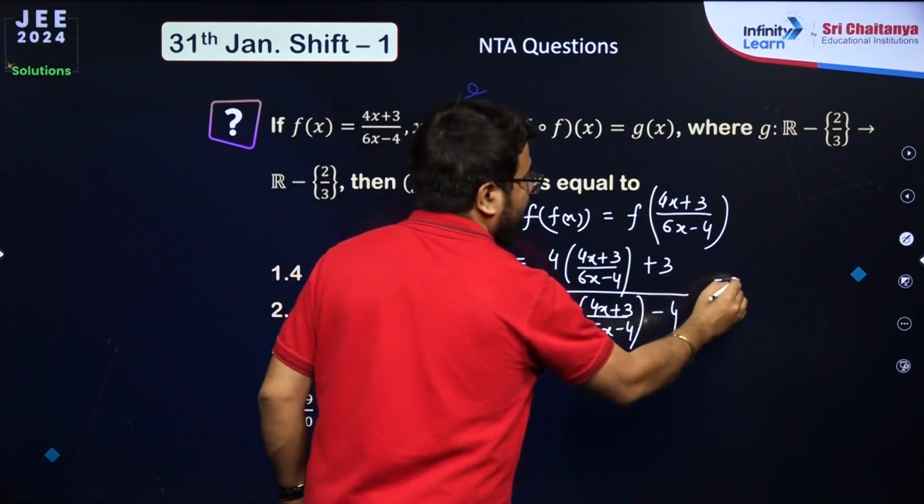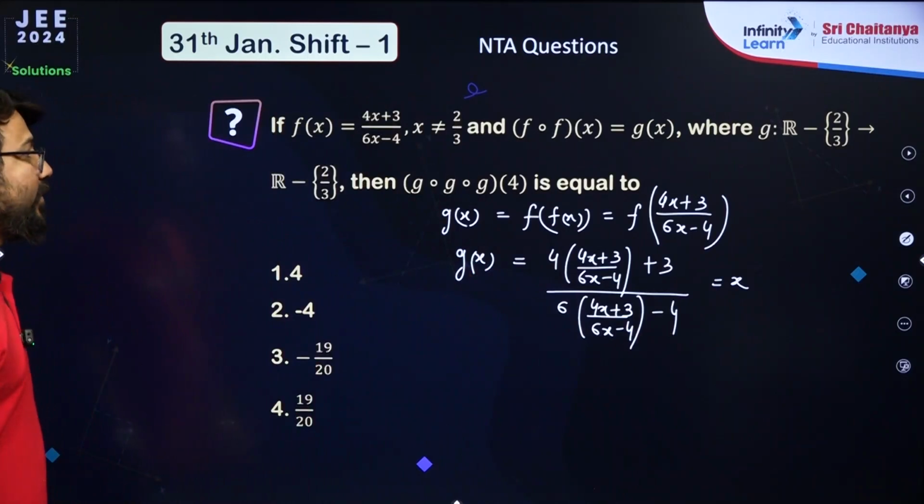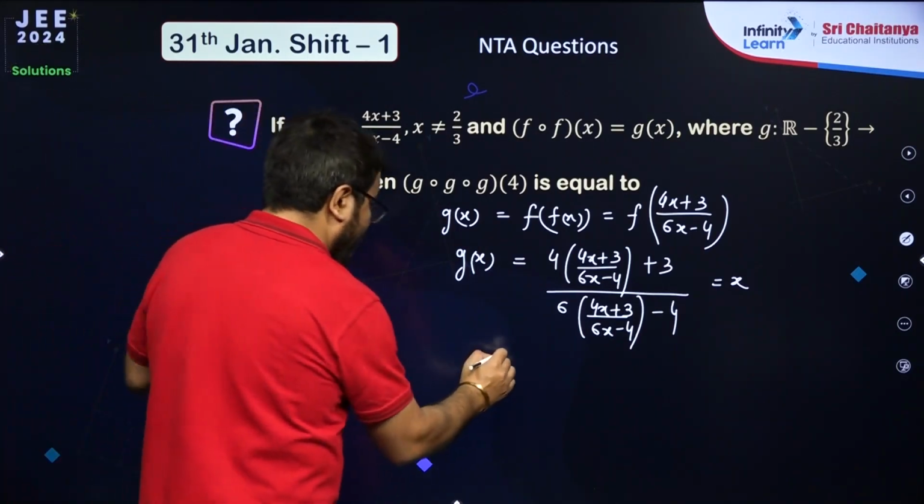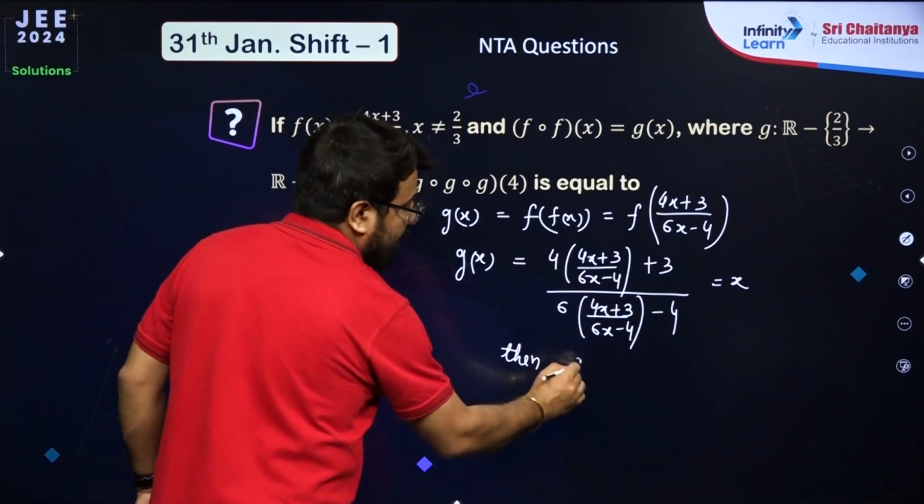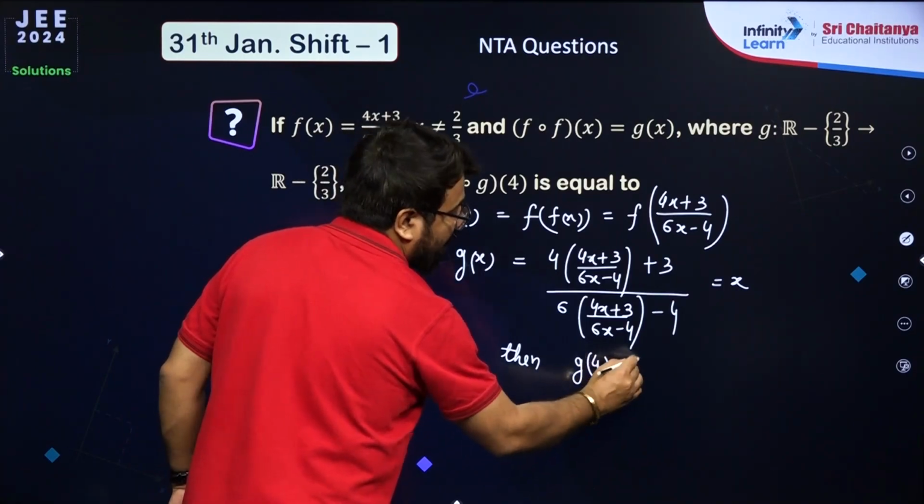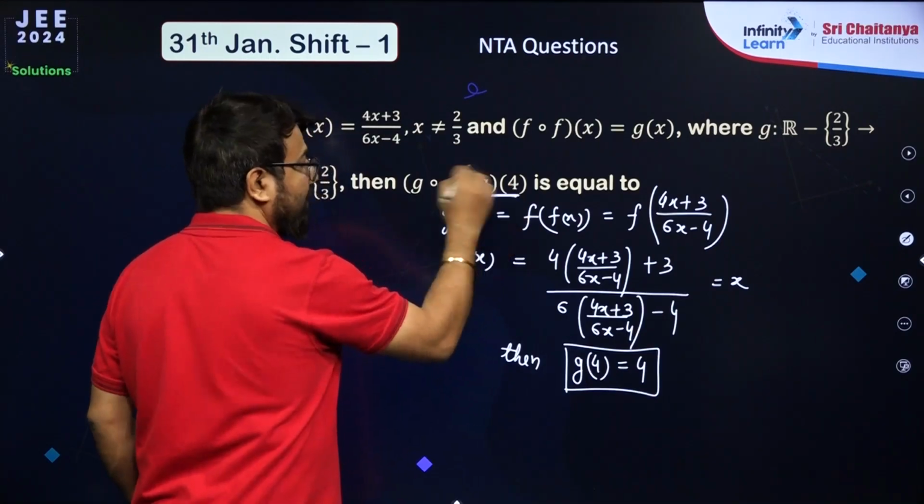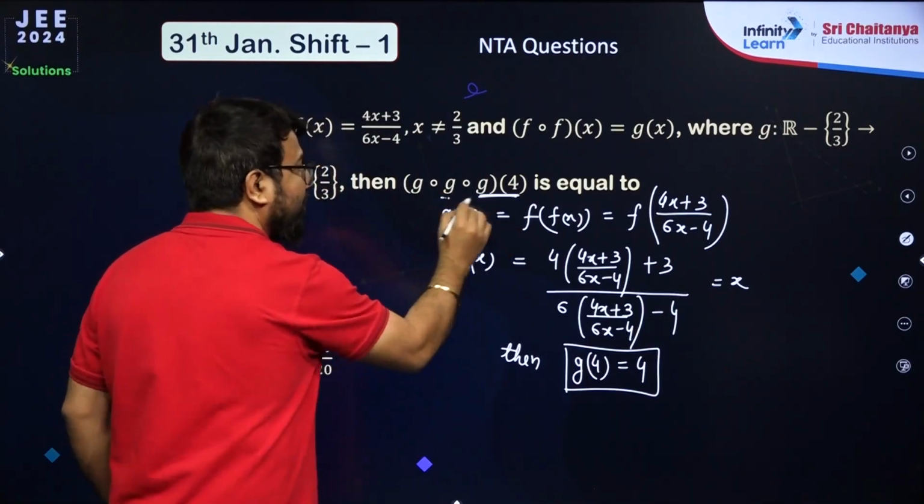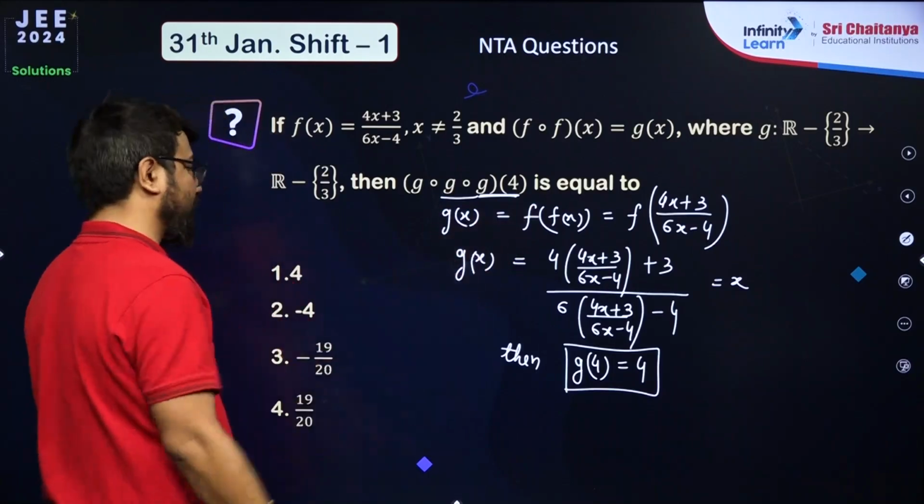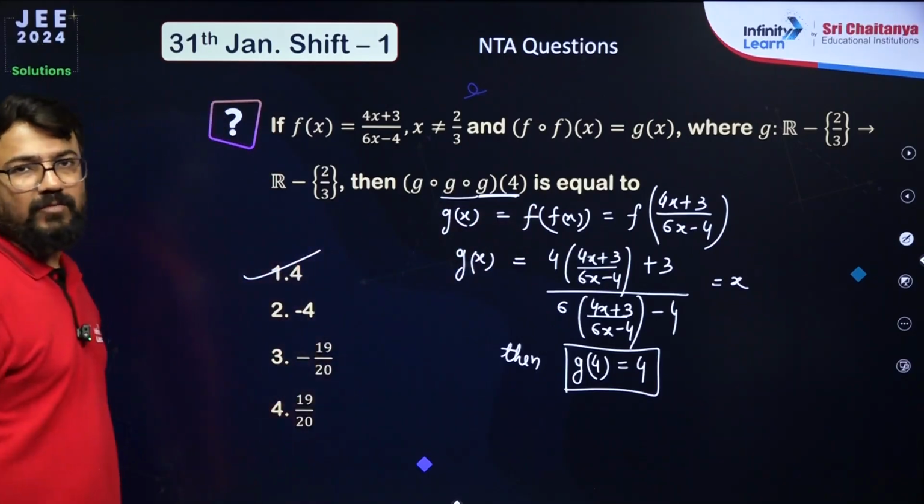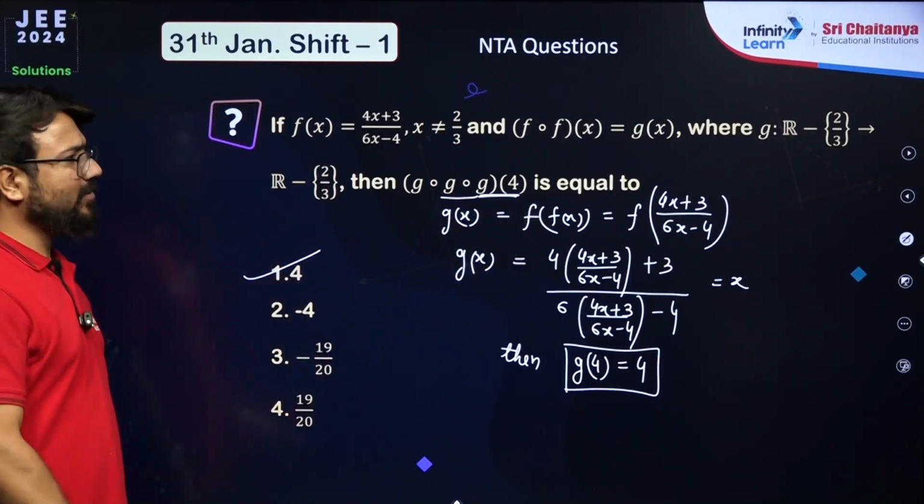And now this will be converted to x. The g(x) function will be equal to x. If g(x) is equal to x, then g of 4 will be written as 4. So here we got g of 4, that is 4. Again g of 4, that is 4. So option A will be the final answer. Are you able to understand? This is quite an easy question.